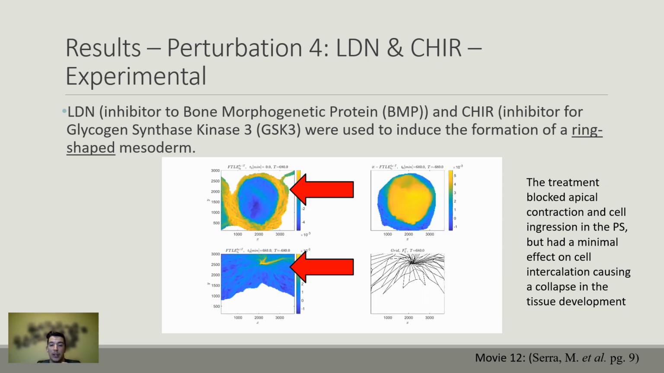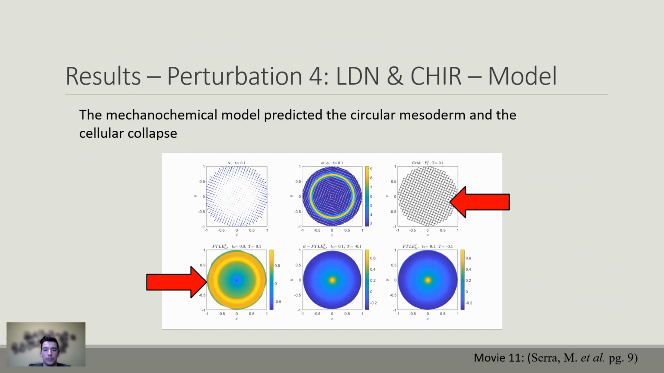but then because these inhibitors didn't allow intercalation to occur, had a minimal effect on it, the tissue would collapse. And here again on perturbation number 4, we have LDN and CHIR. With the model, we can again, the mechanical model can also predict this formation of a circular mesoderm, and it also predicts the cellular collapse.